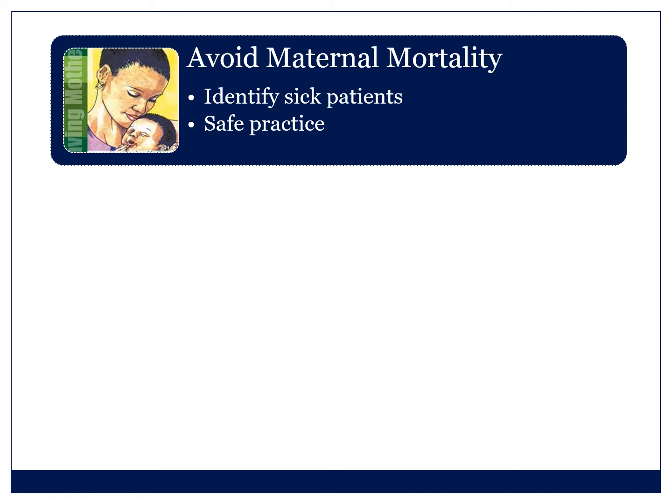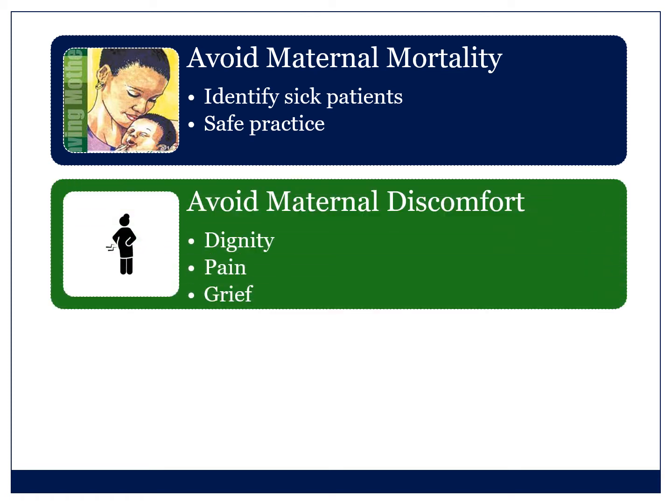So the number one focus is to avoid maternal mortality. And we do that by doing two things better. We need to identify sick patients better and manage them appropriately. And then we need to have safe practice on our healthy patients. Most of the patients that are dying are the sick patients, but occasionally there are events occurring in healthy patients that shouldn't be having poor outcomes. So that's one of the major focuses.